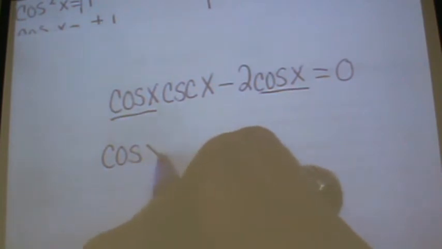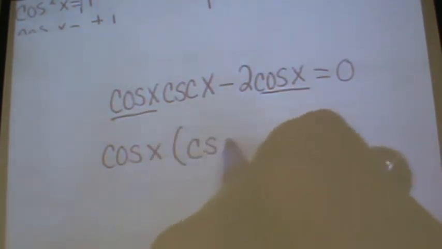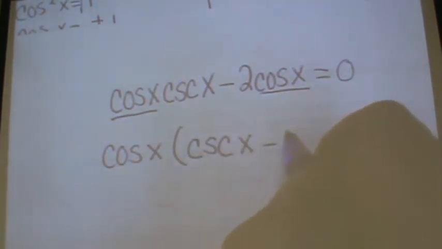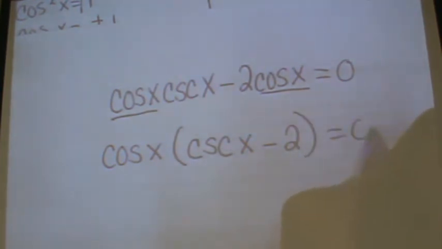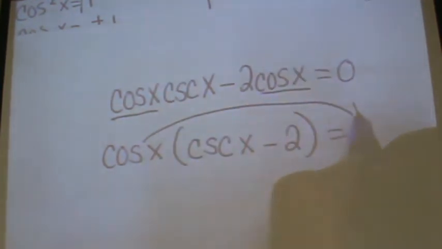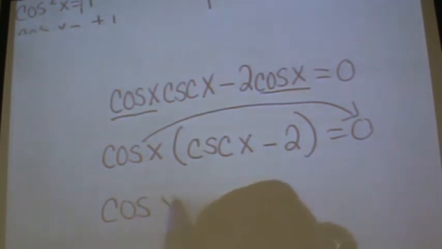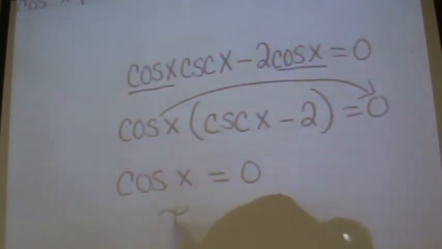So what are you gonna factor here and here? Cosine of x. And you're left with cosecant x minus 2. You're gonna set this equal to 0. And didn't we just do this like 3 times now? What are these two answers? Pi over 2 and 3 pi over 2.